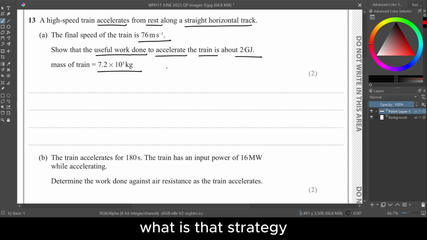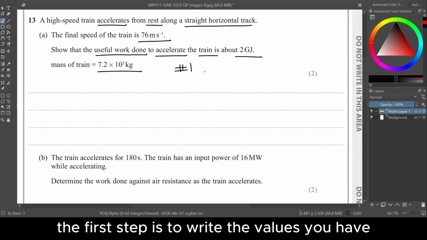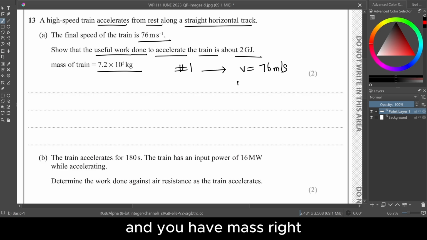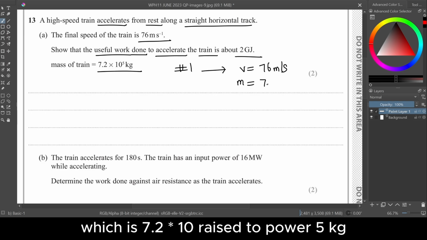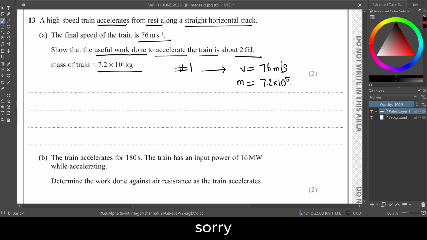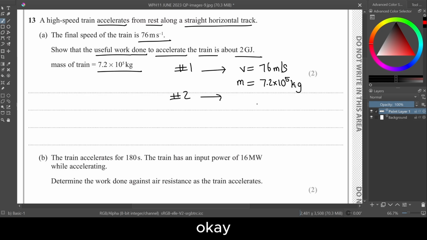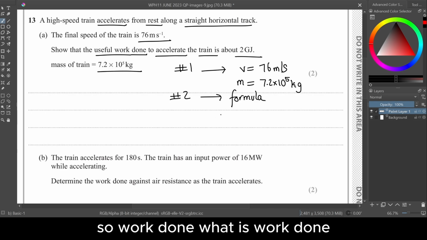What is that strategy? The first step is to write the values you have. You have final velocity, which is 76 meter per second, and you have mass, right, which is 7.2 times 10 raised to power 5 kg. Now the second step, think of the formula which will help you get work done. Formula. So work done, what is work done?